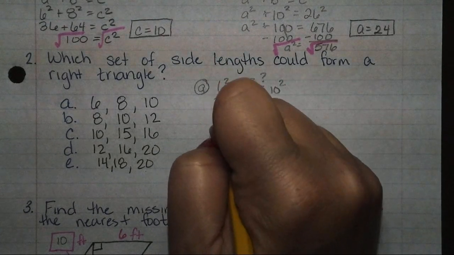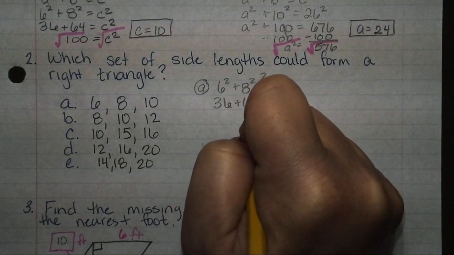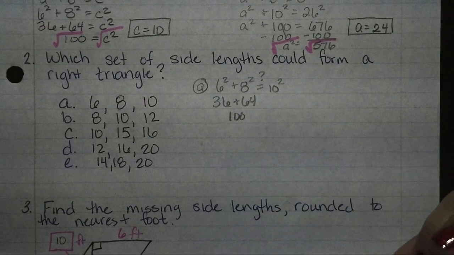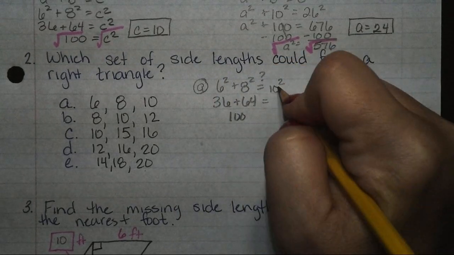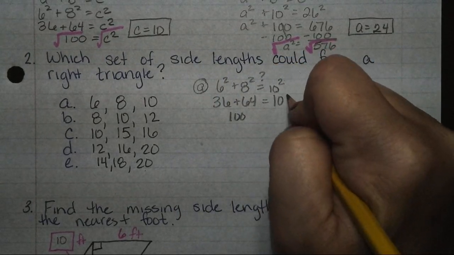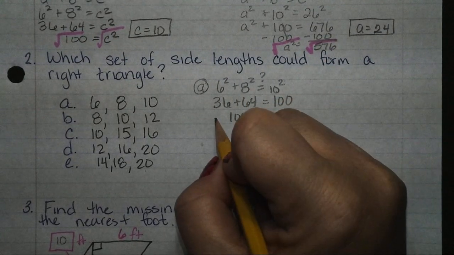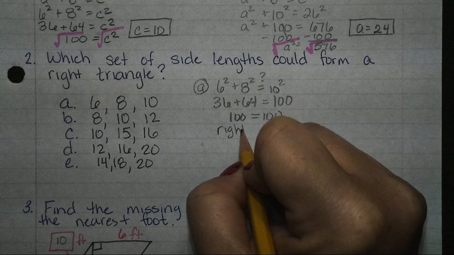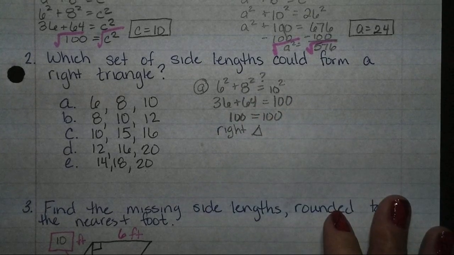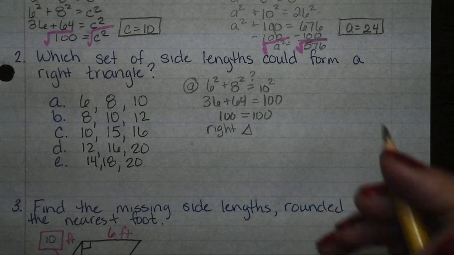So we work this out, we get 36 plus 64, and this equals 100. So if we work out this side, 10 squared is 100. So since 100 equals 100, then it is a right triangle. All right, so this one is good.